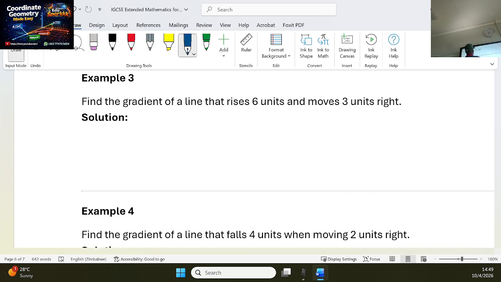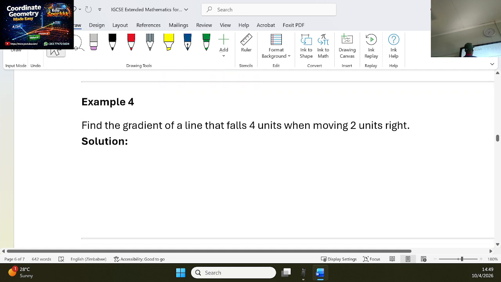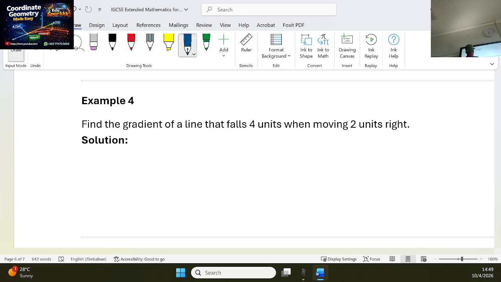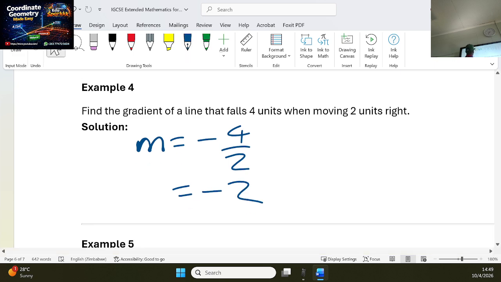So it's going to be change in y, and you denote the gradient as m. Because it's rising, it means along the y, it's going 6, and along the x is 3, so the gradient is 2 in simplified form. Find the gradient of a line that falls 4 units when moving 2 to the right. So when it's falling, it means it's negative. So I'll be having m equals -4 over 2. So this gives us a gradient of -2.